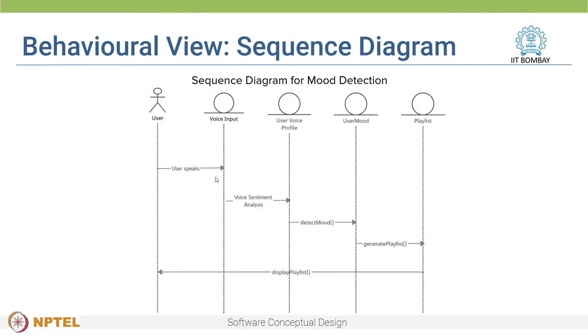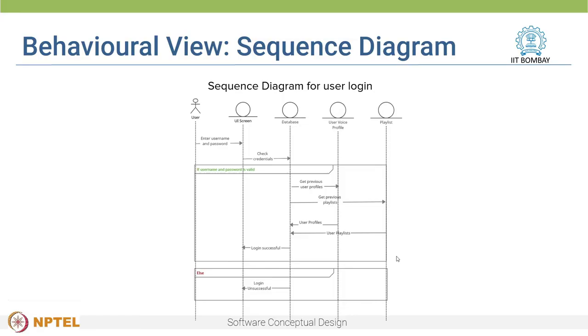The horizontal arrows, which you see, are the messages exchanged between them in the order that they occur. These messages can be functions from the class diagram, such as detect mood, generate playlist, and so on. This sequence of messages correspond to the implementation of a given requirement or sub-requirement. In a similar fashion, sequence diagrams can be constructed to model other requirements as well. For example, the sequence diagram in this slide models the login feature for the mood-based music player.